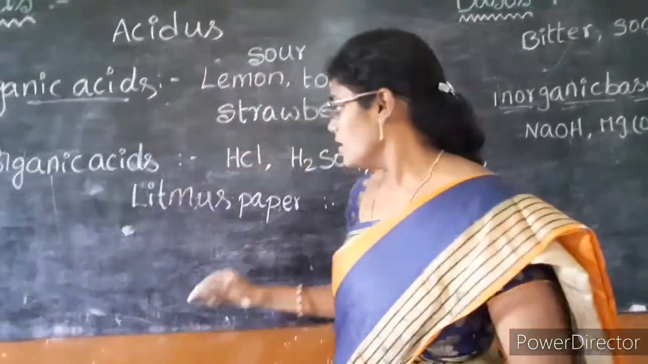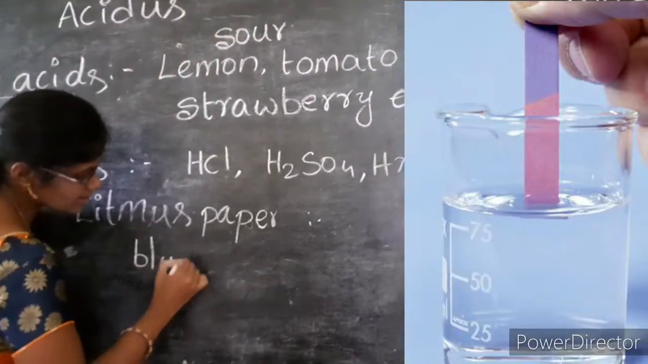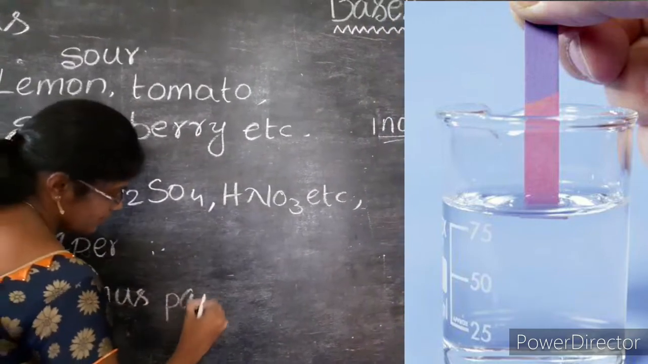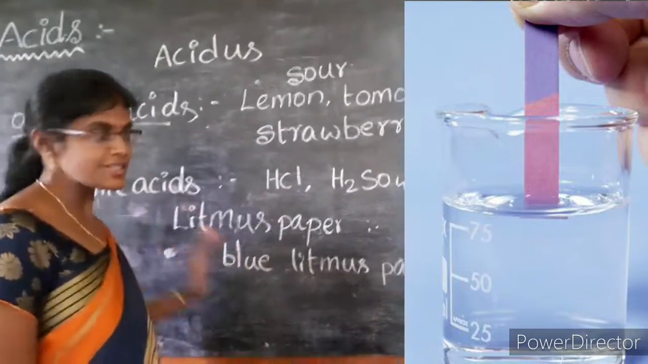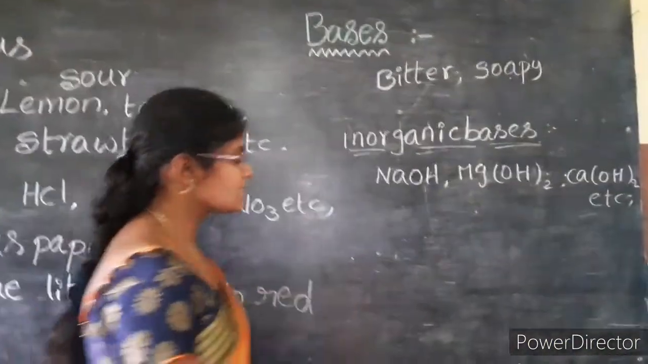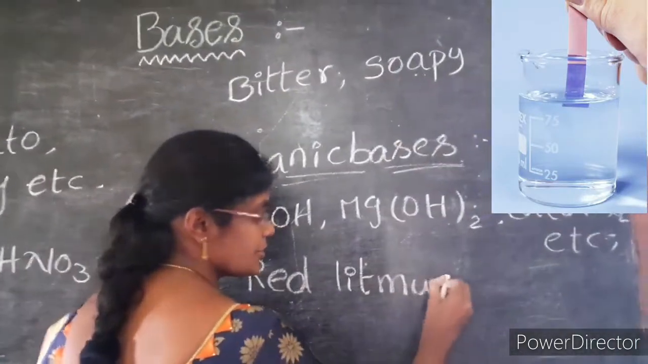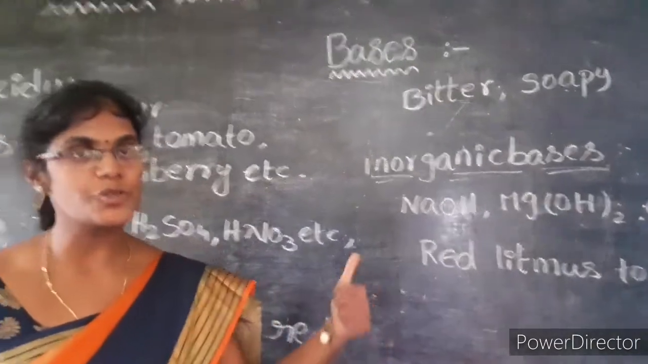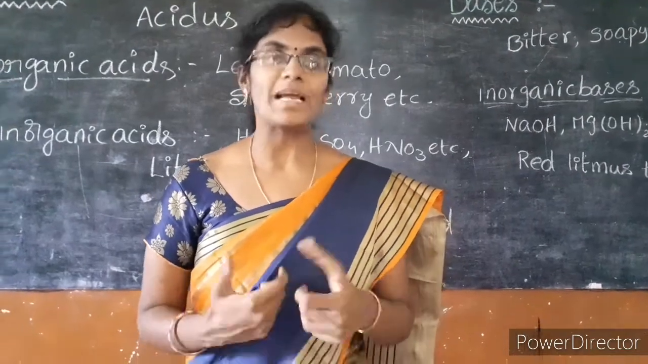Okay. The substances which turn blue litmus paper to red are called acidic substances, and the substances which turn red litmus to blue are called bases. For your better understanding, I will demonstrate it practically.